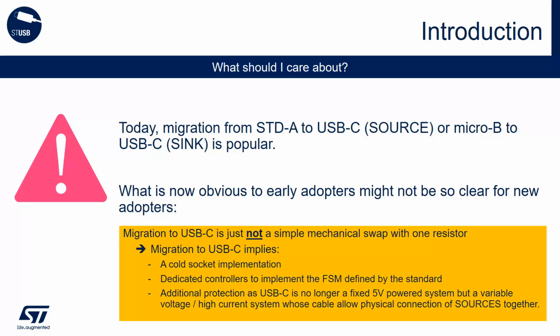While legacy USB was hot socket, with 5-volt power always available on VBus, whether a device is connected or not, USB-C implementation is cold socket on both sides. The source powers VBus only if a sink device is attached and properly identified. A sink device will allow VBus to flow through to the system VIN only if the source is properly identified and the VBus voltage is meeting its power negotiation results. To do so, dedicated active controllers are mandatory on both sides.